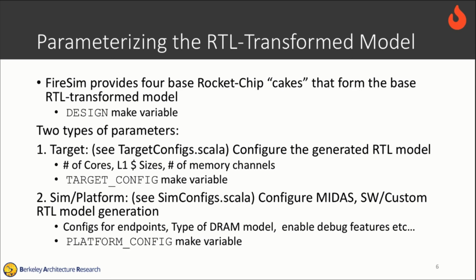Sim configs are platform configs. These are Midas-level configurations. So if you want to configure the type of DRAM model you're going to emit, or whether you want to enable debug features like assertion synthesis, you do this in the platform config. And it's important to note that the platform config can also see the configuration you pass to Rocketship. So all the parameters in Rocket's parameterization space are visible in this parameterization space.